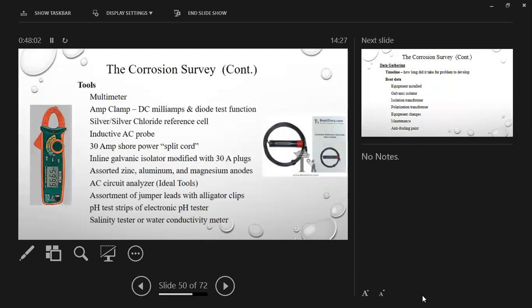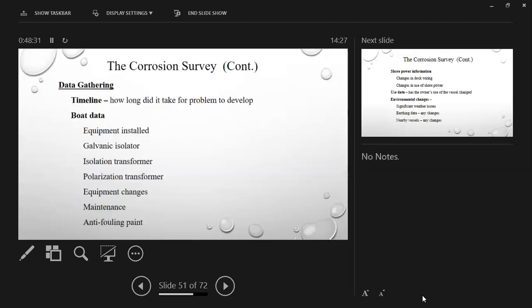Tools for the survey: multimeter. Everybody's got one of those. Amp clamp, I think that's the one I've got, with a diode test function, because you want to be able to test your galvanic isolator to be sure it's working. Silver chloride reference cell, inductive AC probe, we've all got those. Split cord, it's just a shore power cord where the 3 wires are separated so that you can test them individually. On and on. Randy's giving me the evil eye over there. I've got to move on.